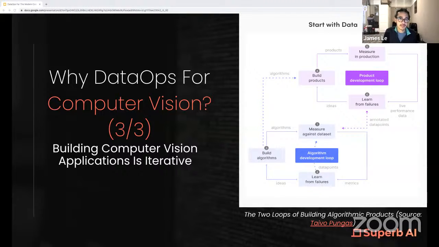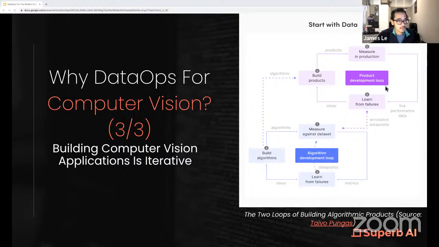And the third reason I would say is that building a computer vision application is iterative. So this diagram that I put here in the slide represents the two separate loops of building a computer vision application. So you've got the algorithm development loop, where you first build your algorithms, and then you measure the algorithms against a dataset, and then you learn from failure cases, right? So that's the first loop.